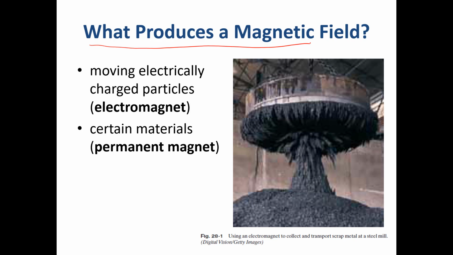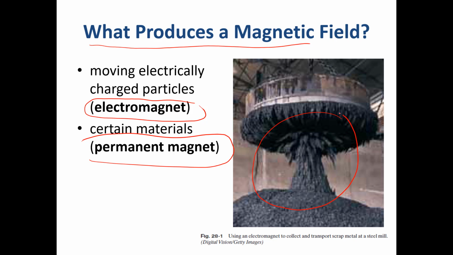So we can commonly produce a magnetic field in two ways. The first, we can use an electromagnet, and the second, we can use a permanent magnet. The electromagnet is made by moving electrically charged particles. If we want to attract metal like this one, we connect this metal to the electricity and make a circular path in the metal, so we can produce the electromagnet.